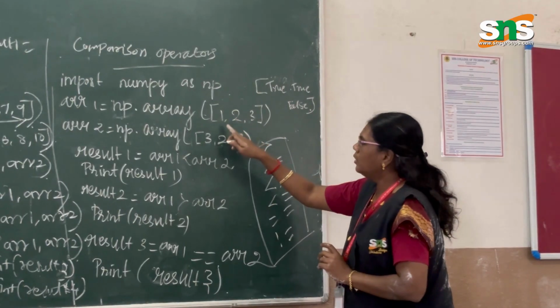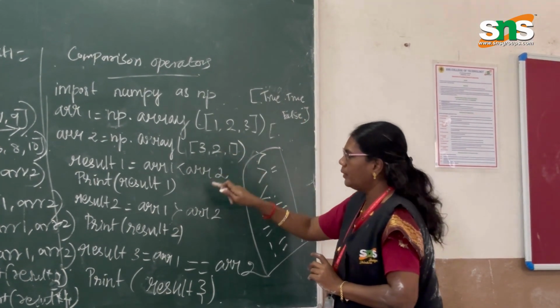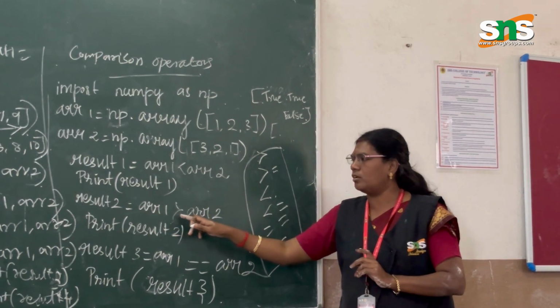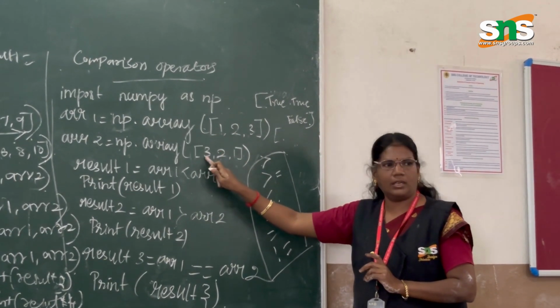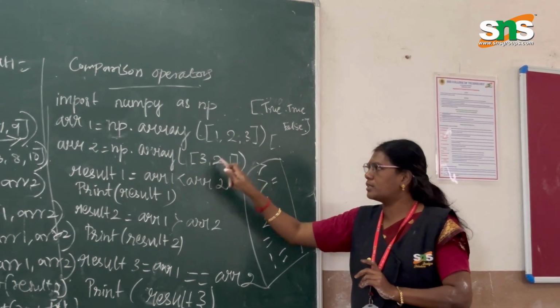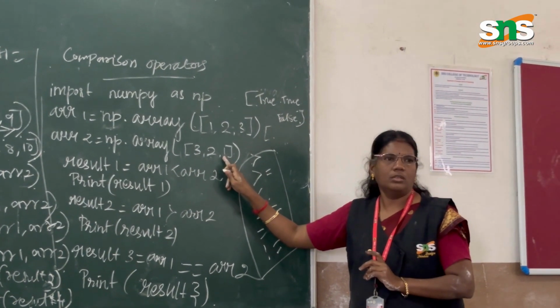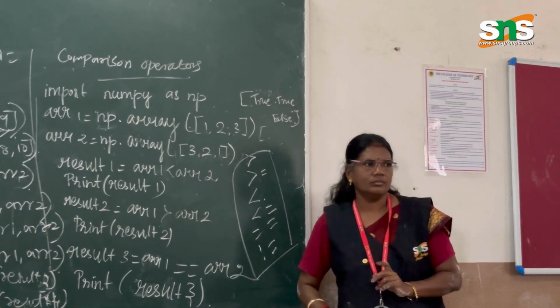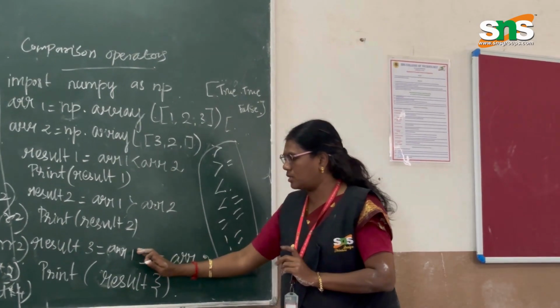Next, result 2 is equal to array 1 is greater than array 2. 1 is greater than 3, false. 2 is greater than 2, false. 3 is greater than 1, true. False, false, true. Then these are the outputs of result 1 and result 2.